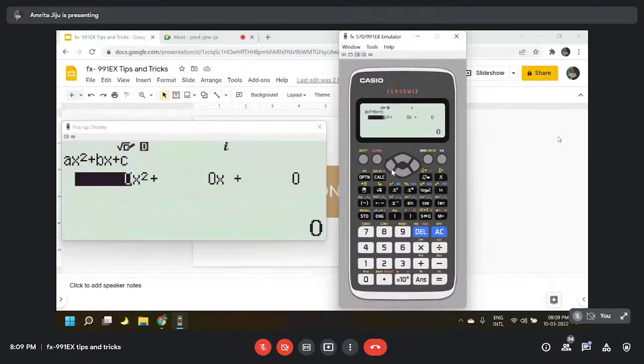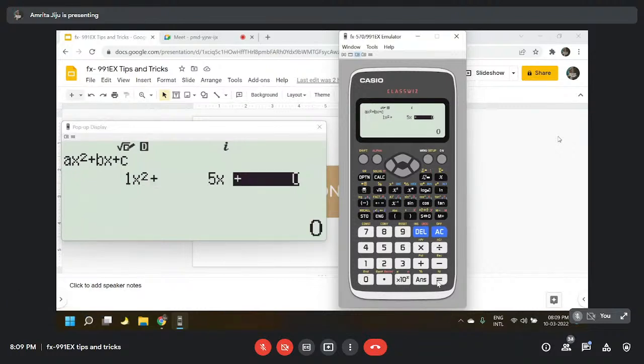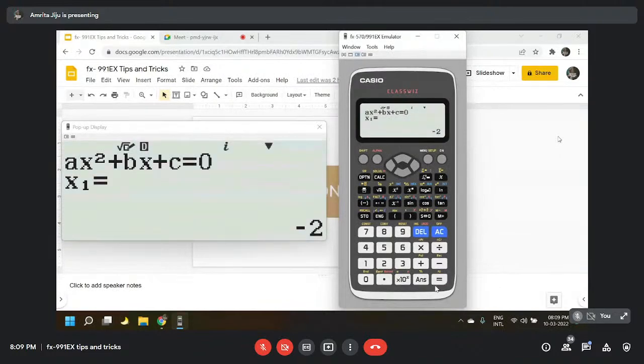You have to input the coefficients, like say x square plus 5x plus 6. Okay. Once you hit equal to, you will start receiving the values, that is the roots of that particular quadratic equation. Like if you hit equal to now, you get x1 equal to minus 2, x2 equal to minus 3.